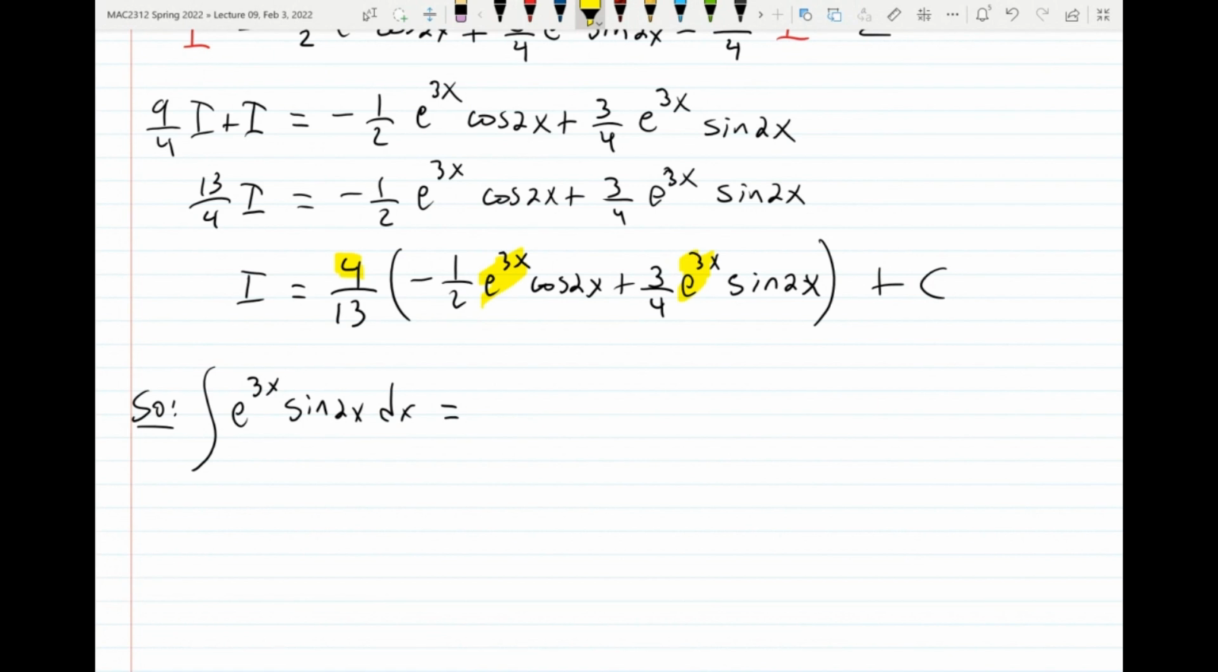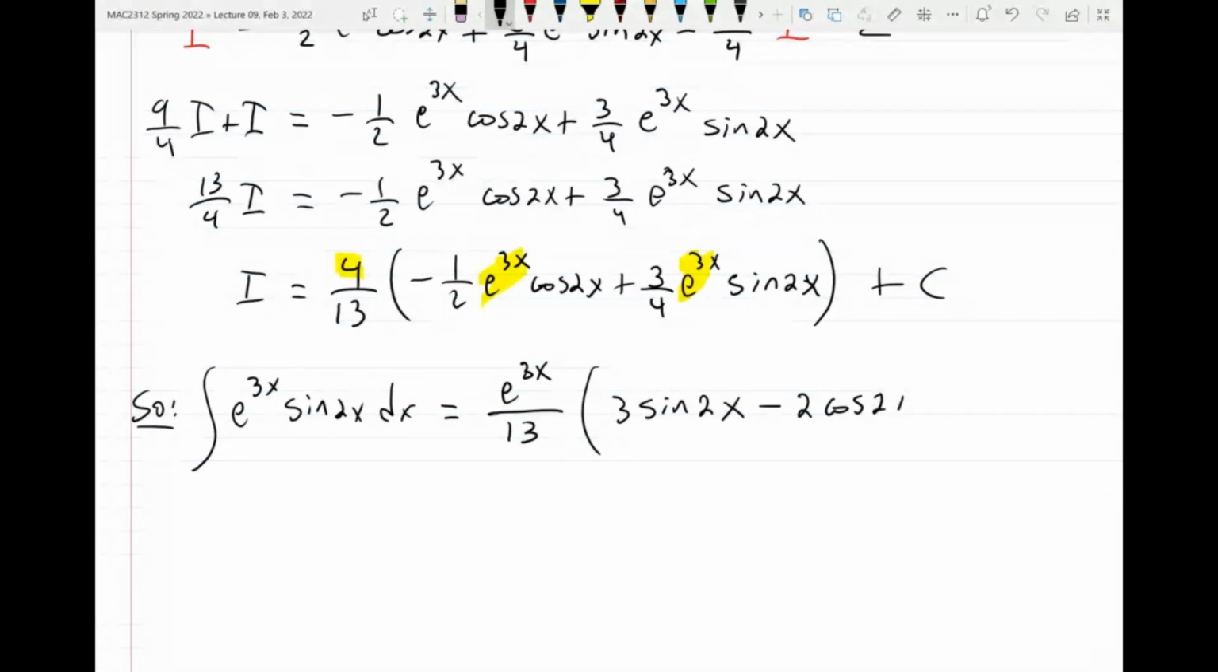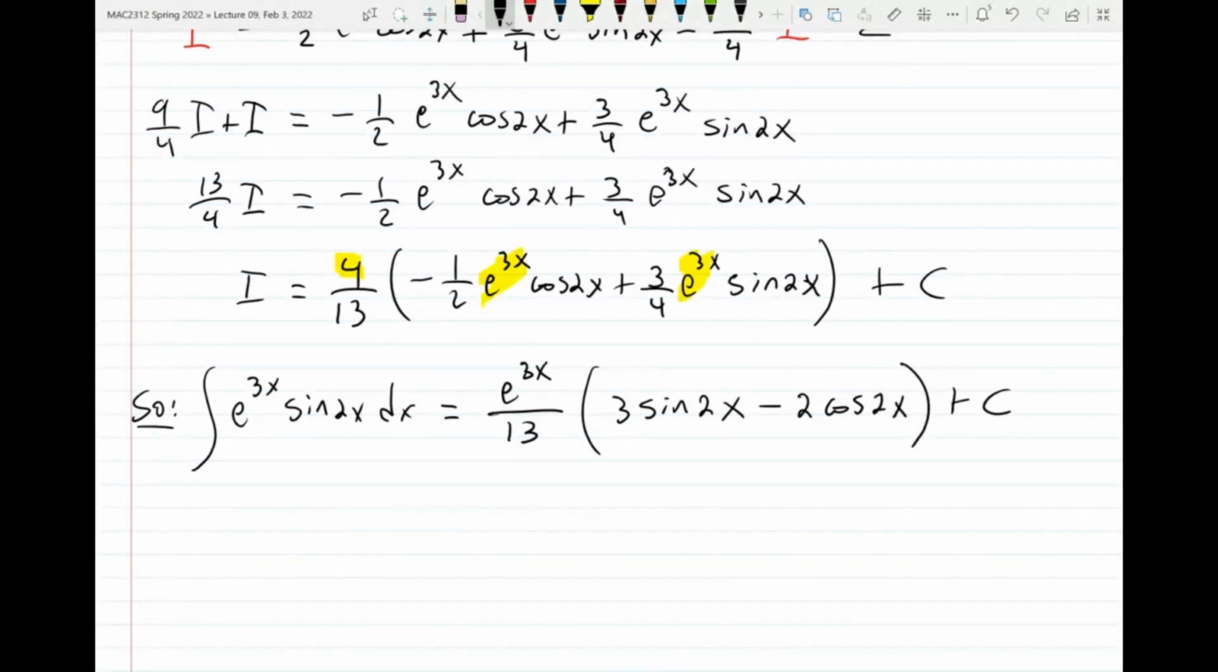What I'm about to do is just to get a nice expression. So we're going to have e to the 3x over 13 staying outside, times, and now I'm going to put the positive term first. When I factor in the 4, it cancels the 4 of the 3/4, and we get 3 sine of 2x. And then when I factor in the 4 in the first term, that's a minus, it cancels with the 2, but then I get a 2 on top. Minus 2 cosine of 2x. And this looks nicer than the original one. Looks cleaner.